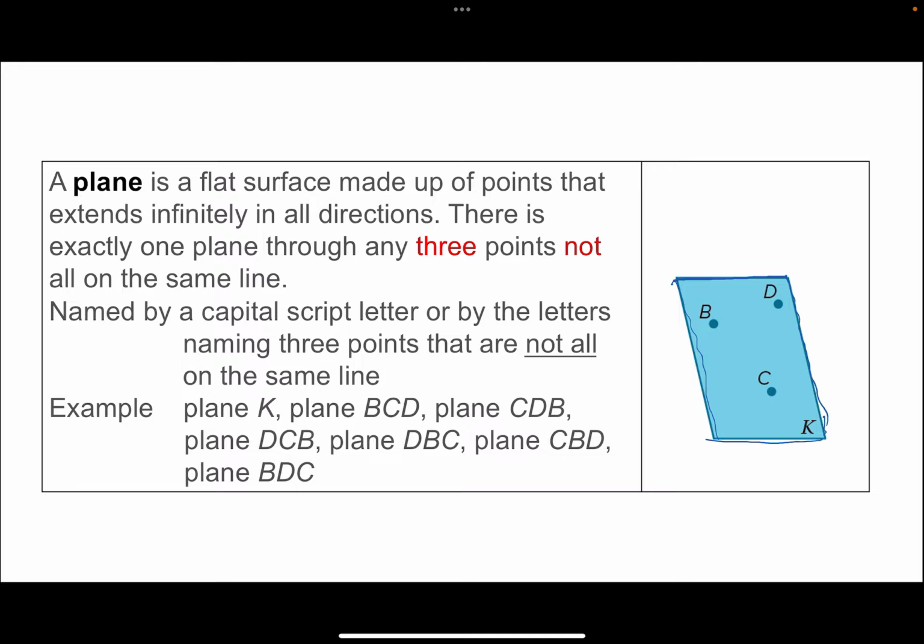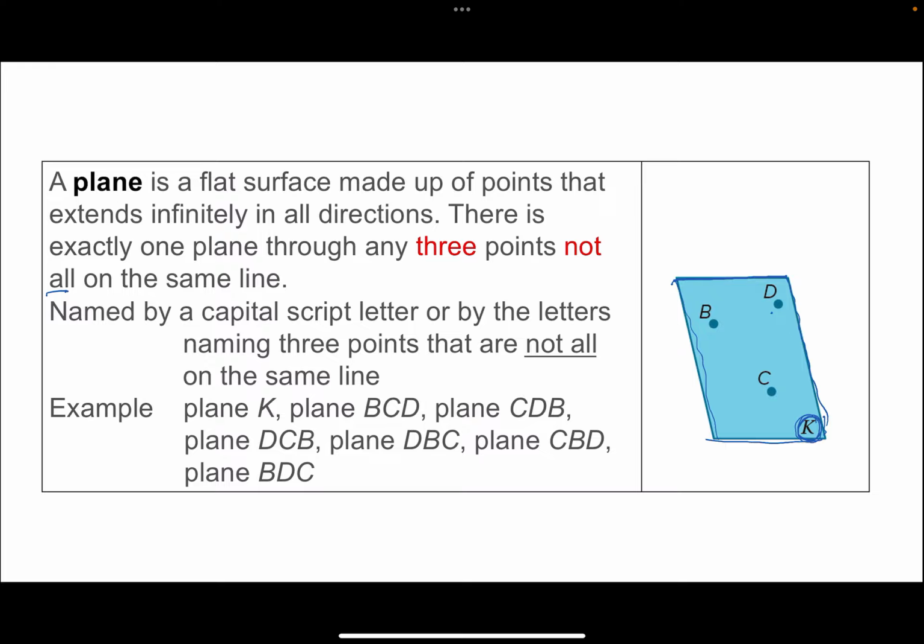And there is exactly one plane through any 3 points that are not all on the same line. So because B, C, and D are not all on the same line, we can create a unique plane. If B, C, and D were on the same line, then there's lots of planes that can go through it, an infinite number. But B, C, D is a unique plane. And we name it with a capital script letter if we are naming it by its plane name. Notice there's no dot here, no point. That's not point K, it's plane K.